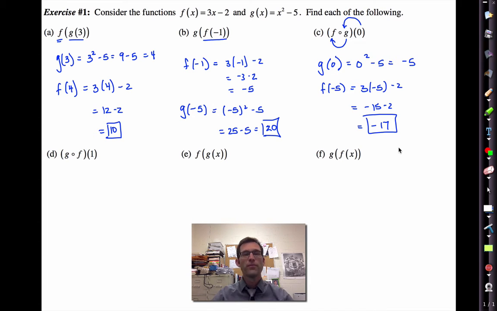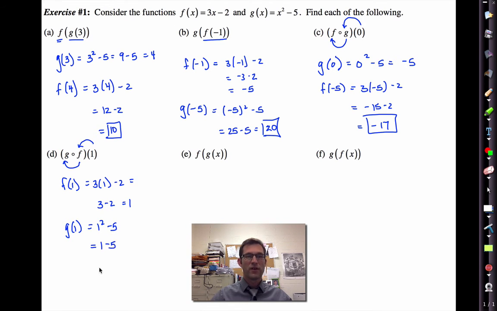All right, let's go through it. So again, the way that we have to interpret this is that the 1 is the input to the f first, then we get an output that goes into g. So f of 1 is going to be 3 times 1 minus 2, which is 3 minus 2, which is 1. Ooh. So then we get g of 1, which is 1 squared minus 5, gives me 1 minus 5, gives me negative 4. So g of f of 1 is equal to negative 4. All right, letter E and letter F.